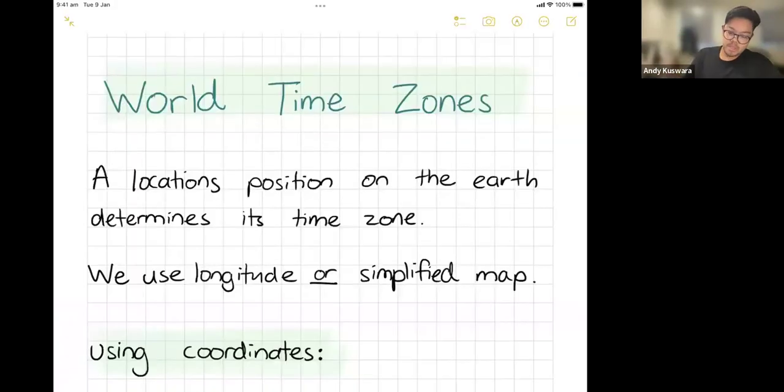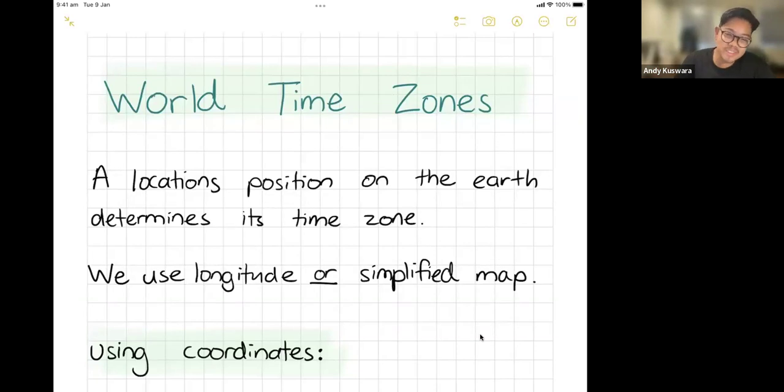We are looking at world time zones. Basically, depending on where you live on this earth, the time changes. That's why when one half of the world is awake, the other half is asleep. The position on the earth determines your time zone. Now, you can use your phone, but in the exam, that's not going to happen.